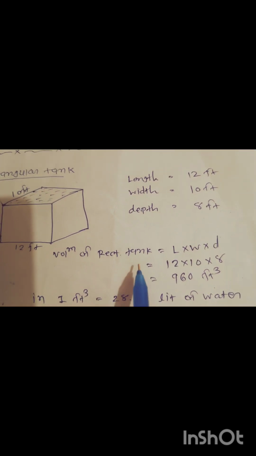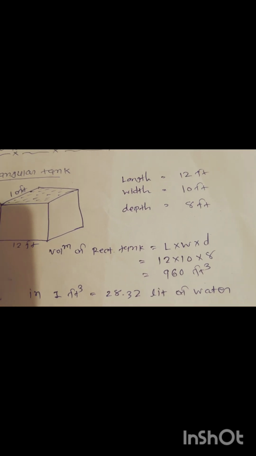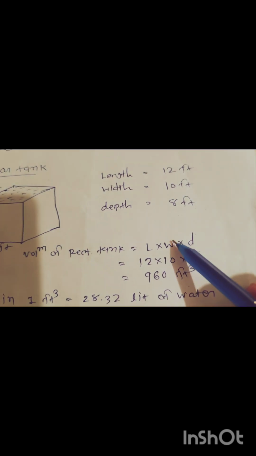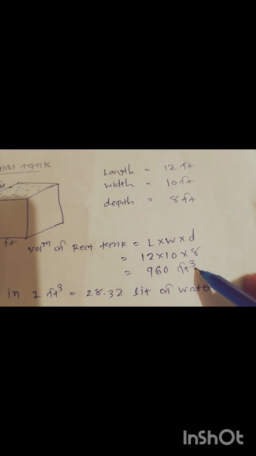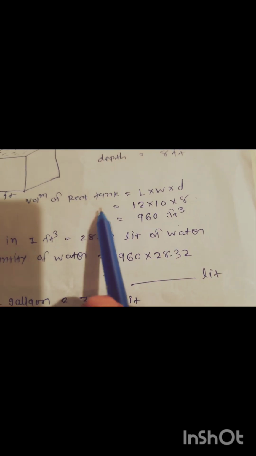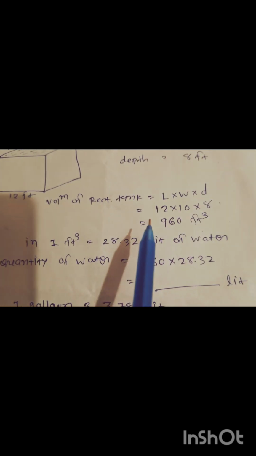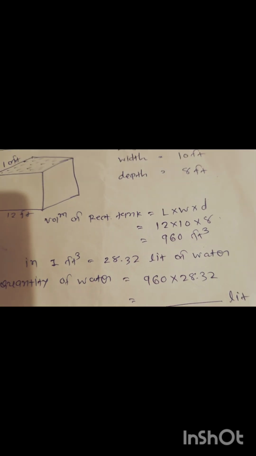The volume of a rectangular tank is length into width into depth. So the length is 12 feet, width is 10 feet and depth is 8 feet. So the volume of the rectangular tank is 12 into 10 into 8, which is 960 feet cube. We find the volume of the rectangular tank is 960 feet cube.